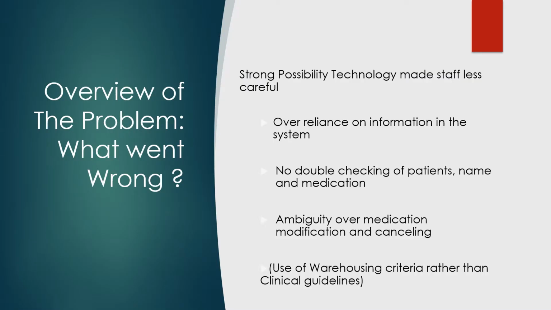The overview of the problem. What went wrong? There is a strong possibility that technology made staff less careful. We have noticed over-reliance on information in the system, no double checking of patients' name and medication, ambiguity and over medication, modification and counseling, the use of warehousing criteria rather than clinical guidelines.